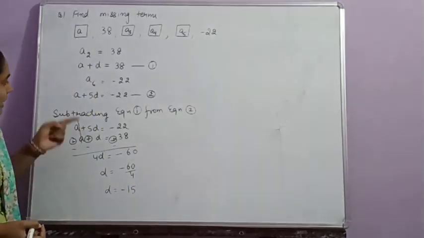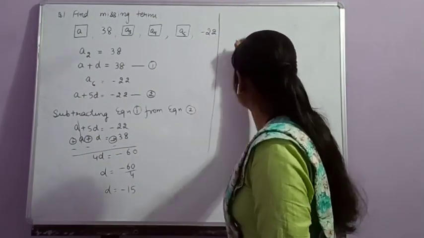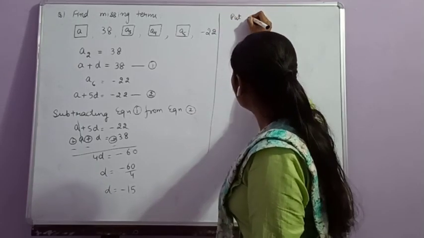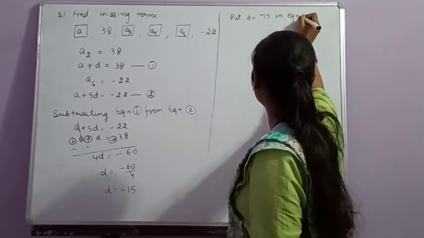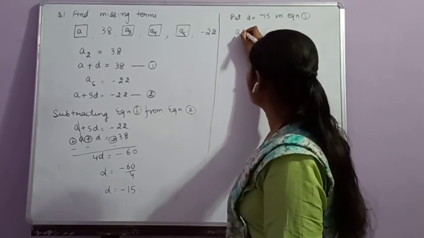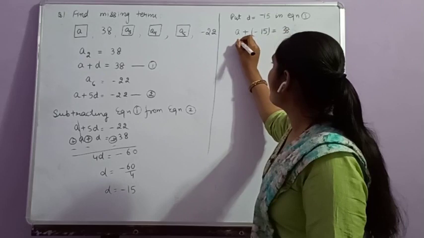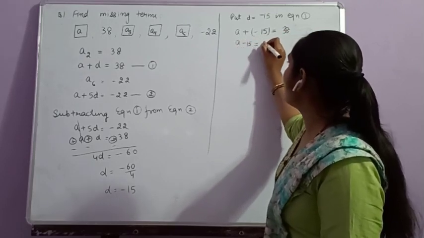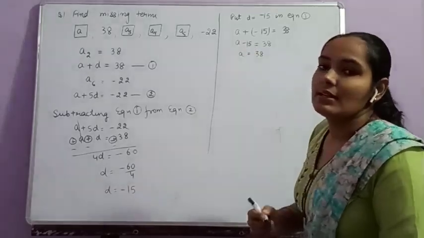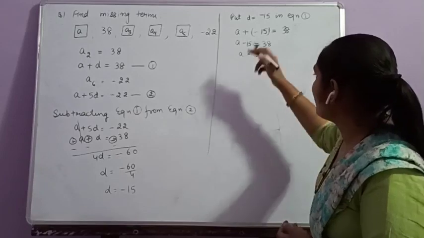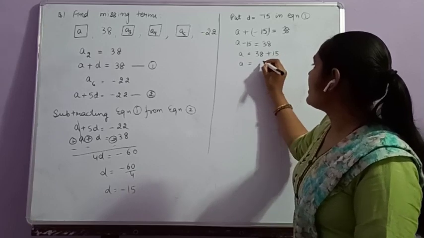If we put the value of d in equation 1, then we will be able to find the value of a. Put d equal to minus 15 in equation 1. That is a plus d, with d as minus 15, is equal to 38. a plus minus 15 is equal to 38. 15 is in subtraction on the left hand side, and on the right hand side it will be positive. a is equal to 38 plus 15.